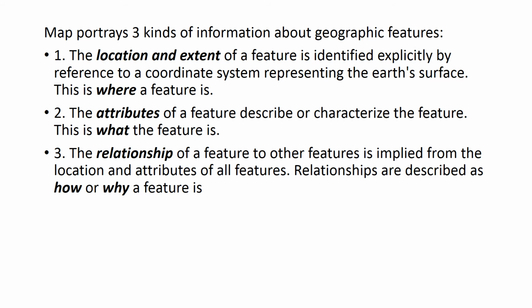Maps portray so many things. Like I have said before, the location and extent of a feature is portrayed. In other words, you can know where that feature is. The attributes of the feature are also portrayed. This is talking about what the feature is. Then the relationship of a feature to other features is implied from the location and attributes of all the other features. In other words, we can answer the question of how and why a feature is where it is.